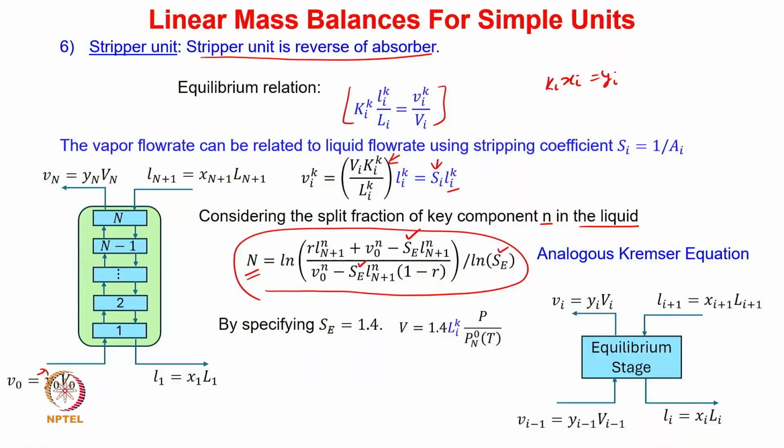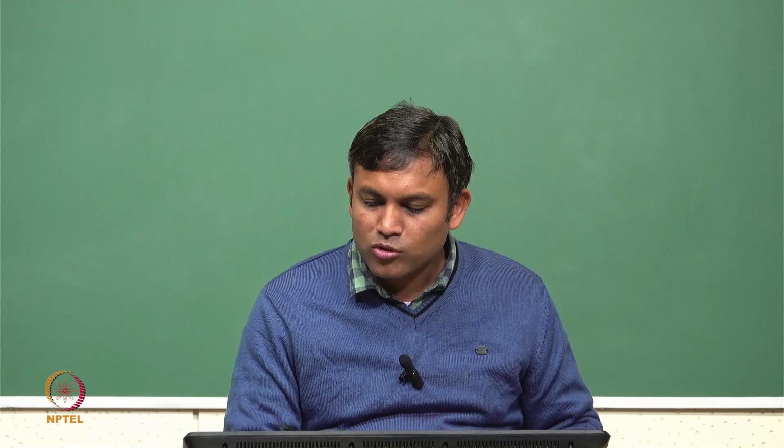Again we can use a stripping factor of 1.4, and based on that we can calculate the initial flow rate of the vapor V, which we can obtain using this equation. So by specifying 1.4, we are actually specifying the inlet flow rate. Similar calculations as we have done for the absorber unit will be done here, but in a reverse way. That is the only difference with respect to the stripper unit.